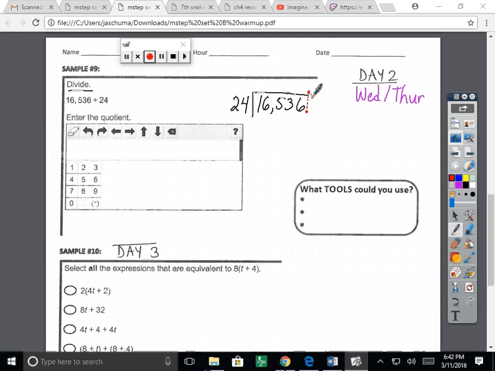All right. Well, let's go ahead and start dividing. You might want to use your multiplication chart today. Again, on the MSTEP, you won't be able to do that, so maybe you just kind of want to give it your best without.